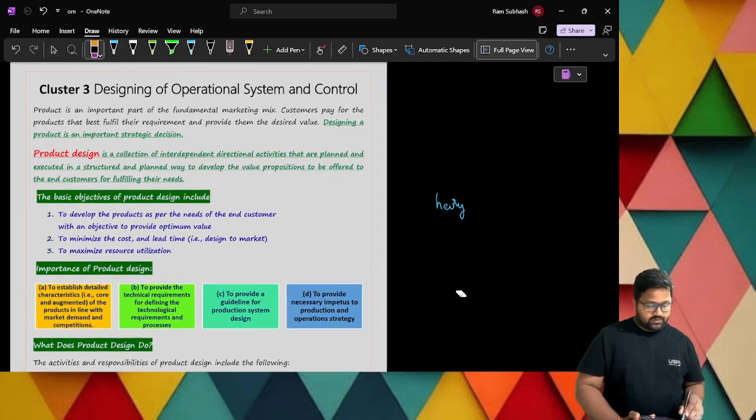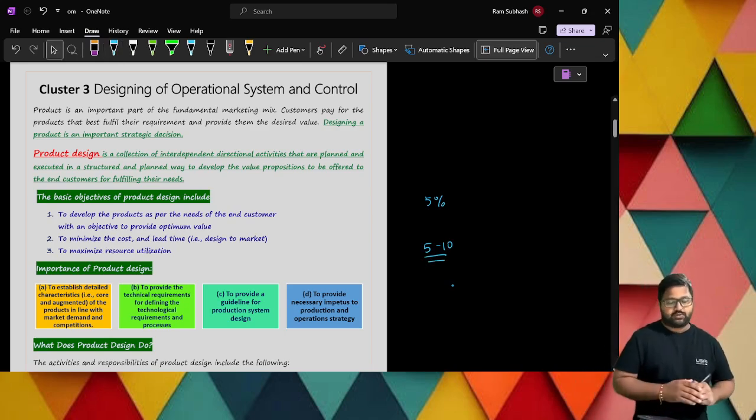So, what is the maximum marks we can get? As a percentage, it is 5 percent. The marks may vary from 5 to 10 marks. Now let us enter into this chapter.